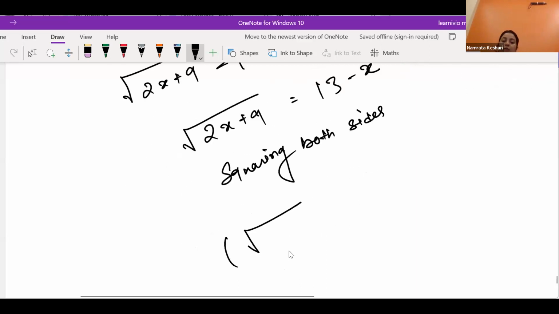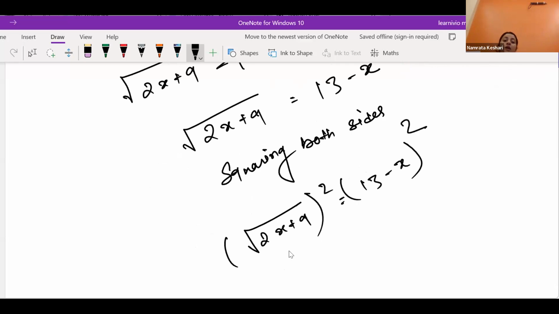It will be root 2x plus 9, that whole square, is equal to 13 minus x, that whole square. Root whole square is just 2x plus 9. And on that side we can use the formula of (a minus b) whole square. You will be getting a quadratic form over here.